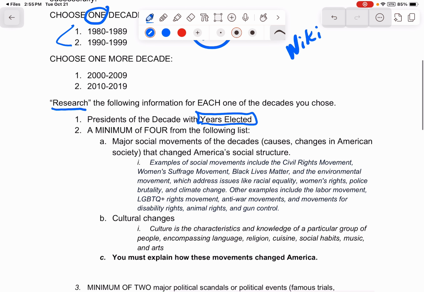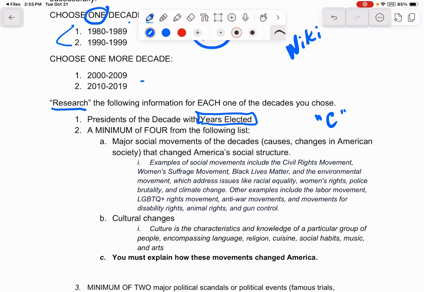Then you're going to start digging for information. You need to find a minimum of 4, okay? Minimum, that means you're striving for a C, okay? So a minimum of 4. You want to find more than 4, okay? And that encompasses decades, the first set of decade, the second decade. So a minimum of 4.